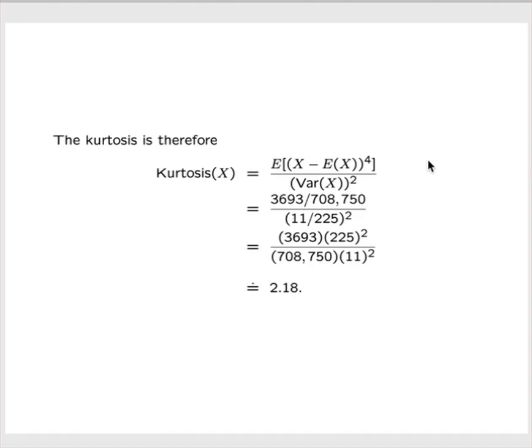And so once we have that, we can use it to find the kurtosis. We divide that value by the square of the variance. So the variance was 11 over 225. We square that, and we get a value of 2.18 for the kurtosis of this distribution.